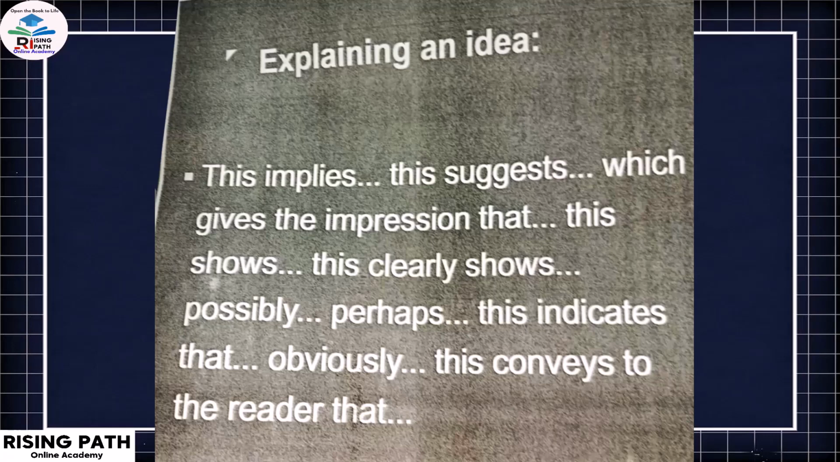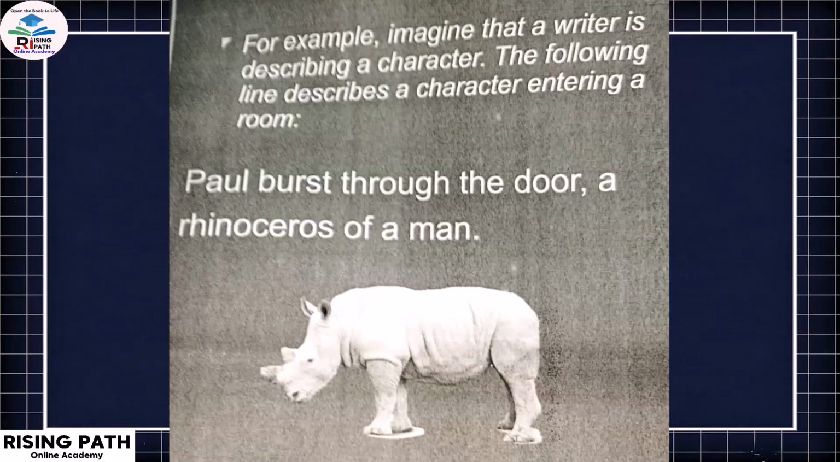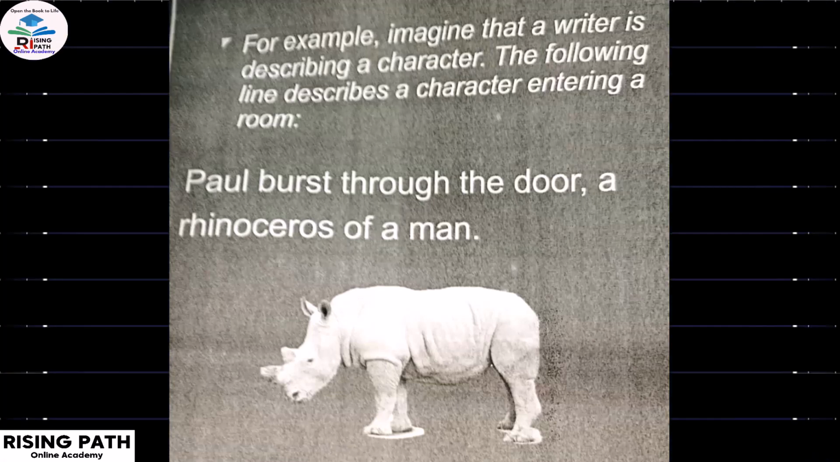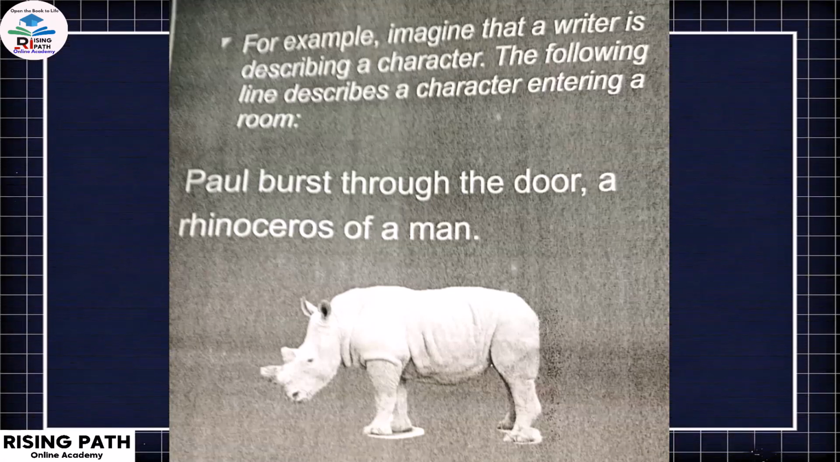or write them down, and when you attempt this language and effect question, in question number 2, it would be easier for you to answer it. For example, now there's a situation. Imagine that a writer is describing a character. The following line describes a character entering a room, and obviously the question would be, what are the two impressions that the writer wants to convey to us?